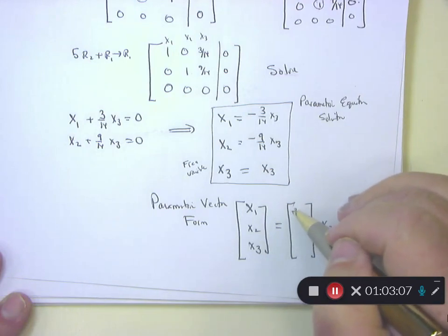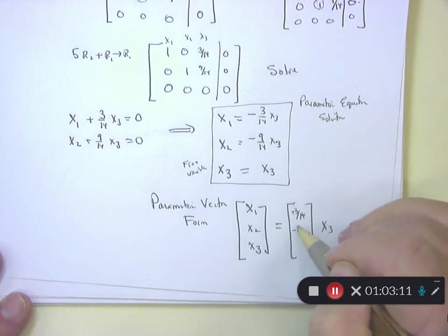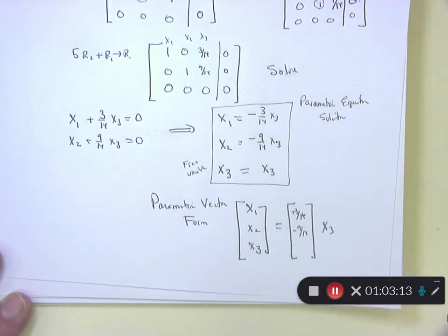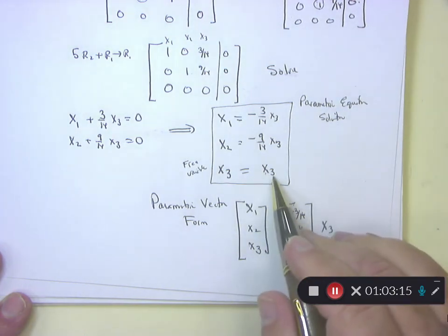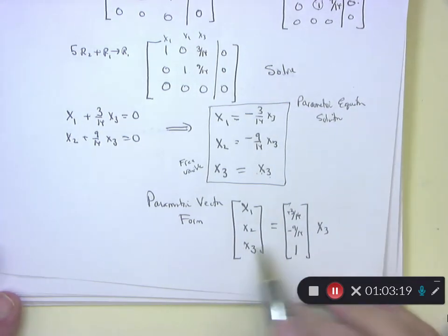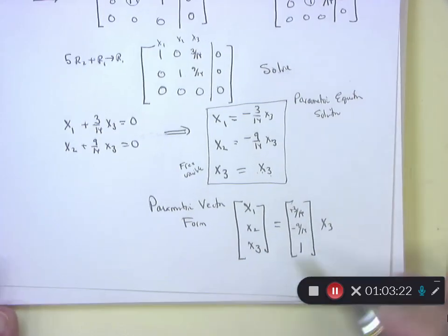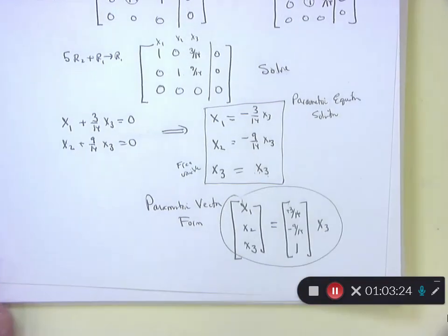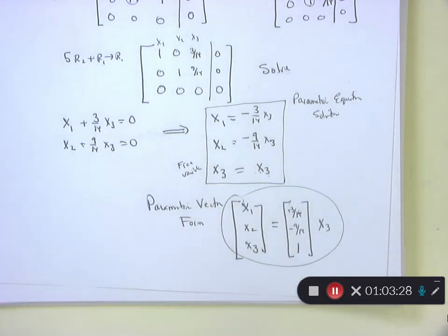This is a negative 3/14ths. This one is a negative 9/14ths. This is x3. What's the coefficient in front of it? 1. It's 1 because that's the free variable. And this is the parametric vector form of the solution. But as you said, x3 is your free variable. It is free. Okay?